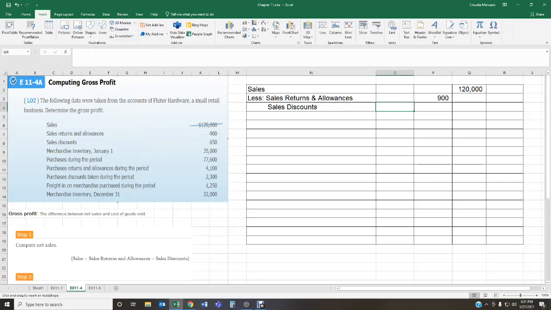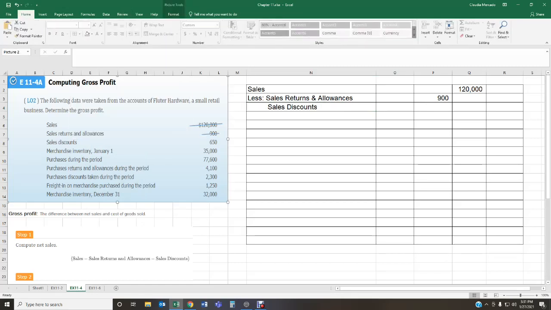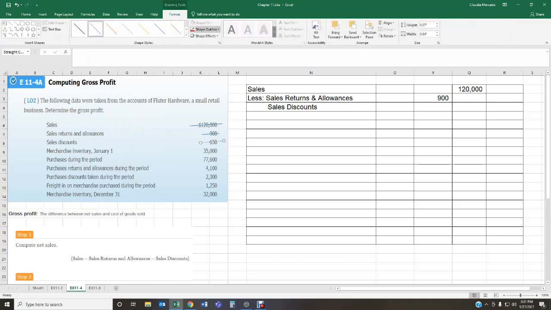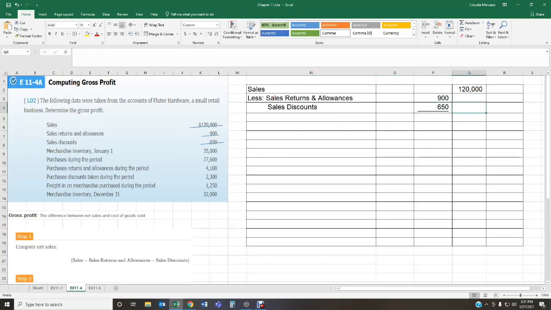So I'm going to subtract my sales returns and allowances of $900, and I'm going to deduct my sales discounts of $650. Okay. So I've got my 2 items, sales returns and allowances and sales discounts. I'm going to add those together. Okay. So I can get a total, and I'm going to carry the total over to my third column. So my total for sales returns and allowances and sales discounts is $1,550. Okay.